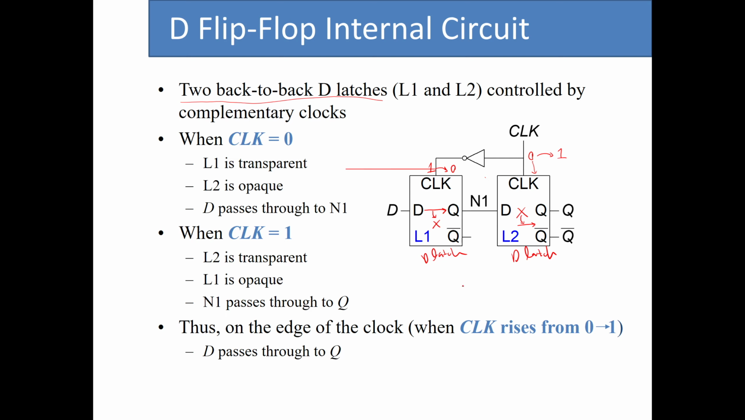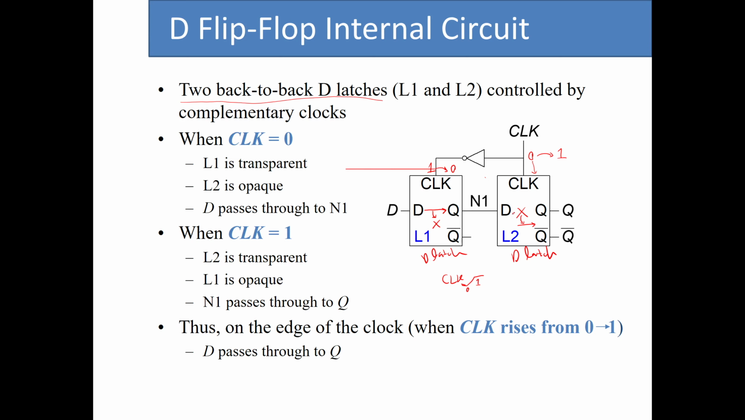So in the fraction of a second that we go from 0 to 1 in the clock signal, these two D latches change their state. At the beginning, L2 is opaque, L1 is transparent. So that means that whatever D we have will be stored in L1. Right after we change from 0 to 1, L2 becomes transparent and L1 becomes opaque. That means that L2 stores whatever value it has in its D input in Q.